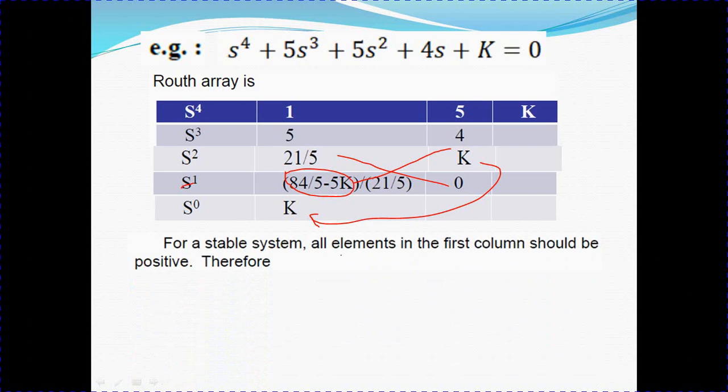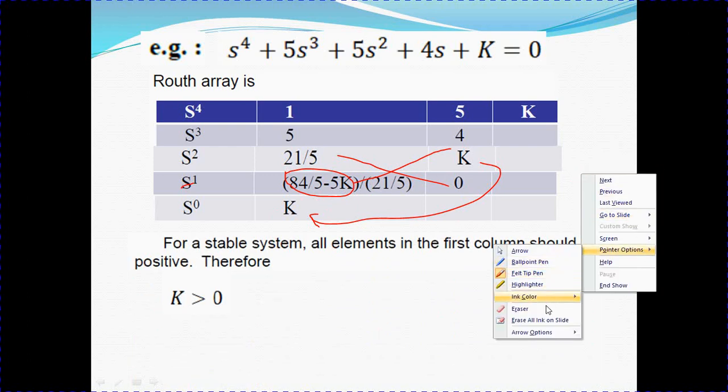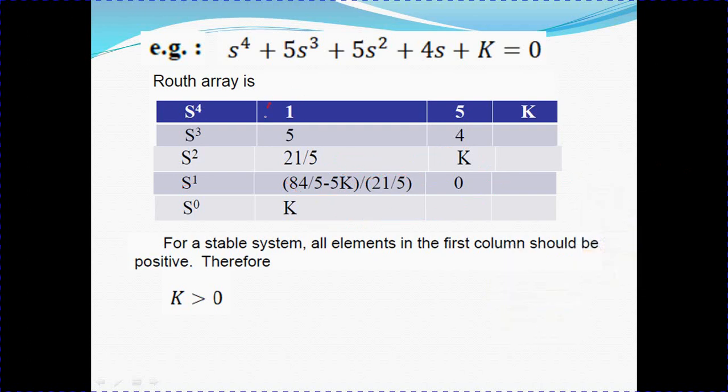So now we know that for the system to be stable, what is the condition? The condition is that the first column elements must have a positive sign. Okay, so that means all the elements of this column, which includes k, and the s to the power 1 row and the s to the power 0 row, must have a positive sign or must be greater than 0. So now we are going to use that stability condition to get the value of k. Here from the s to the power 0 row, k should be greater than 0. So that is going to be the minimum value of k.